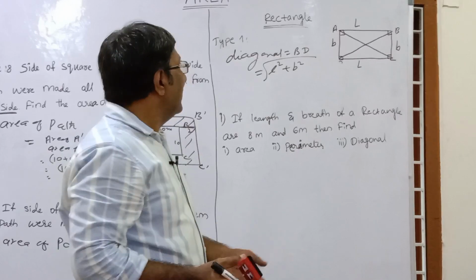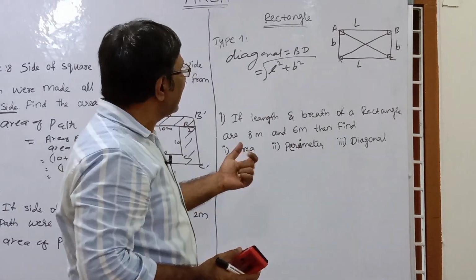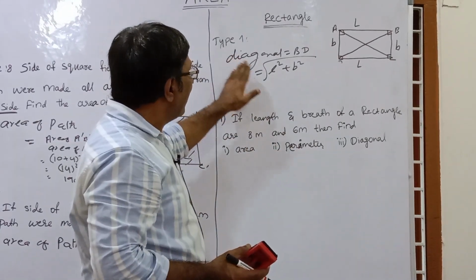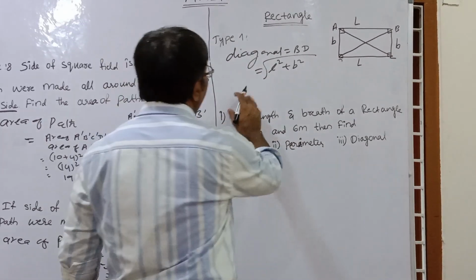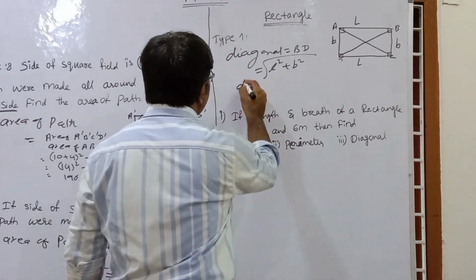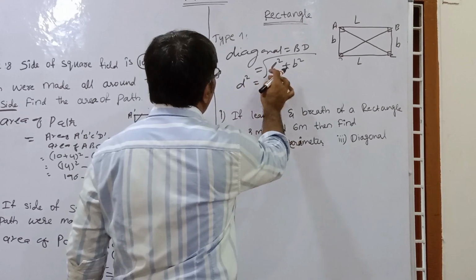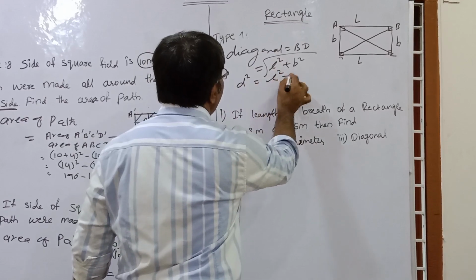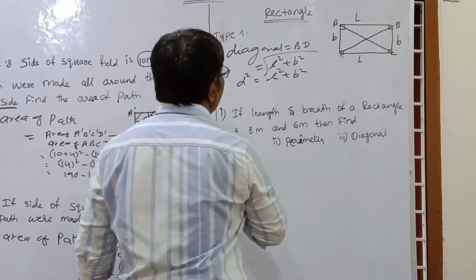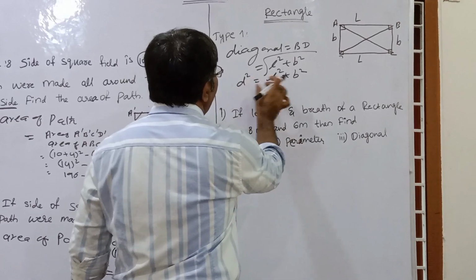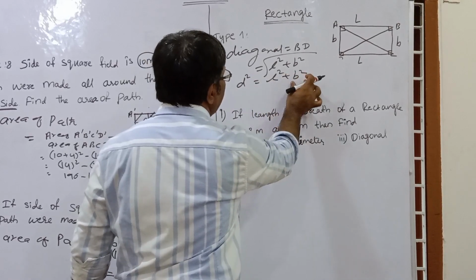very easily. So how can we find? In the same way, just like this is the diagonal, first go for squaring. So suppose diagonal is D. So this is D square, then this root will be removed. So this is L square plus B square. So when diagonal is given and length is given, we can find breadth very easily.